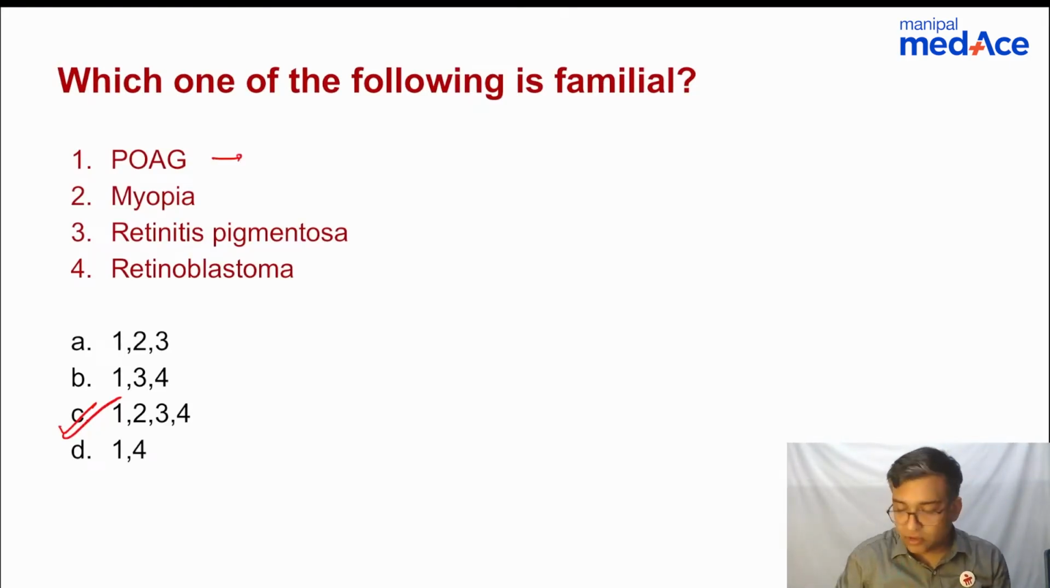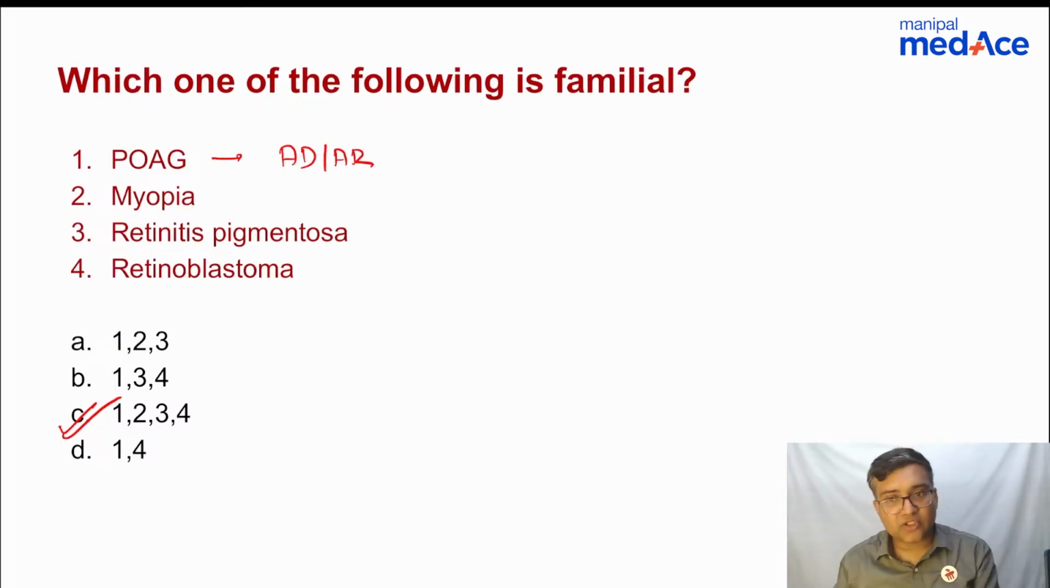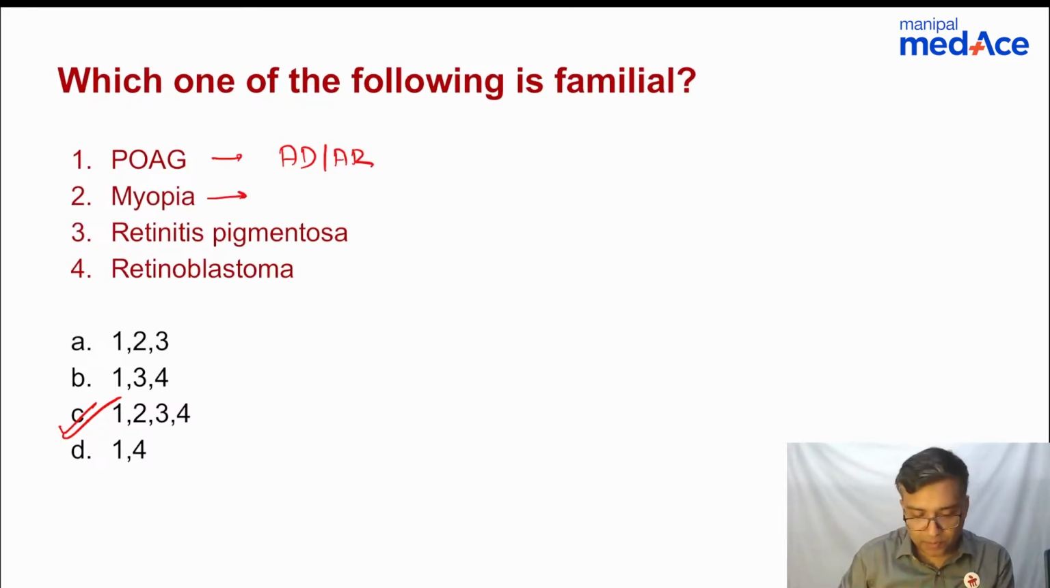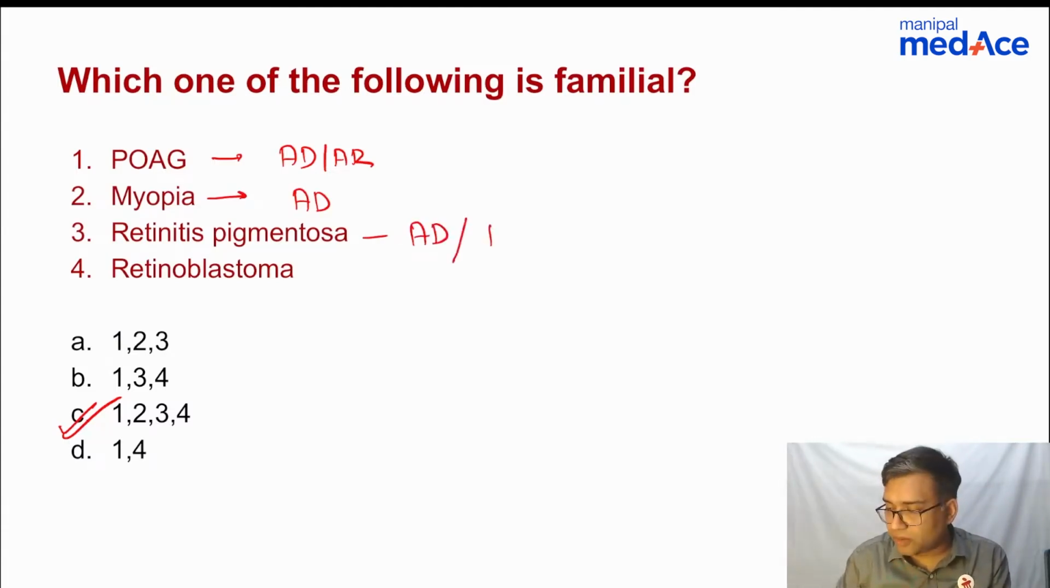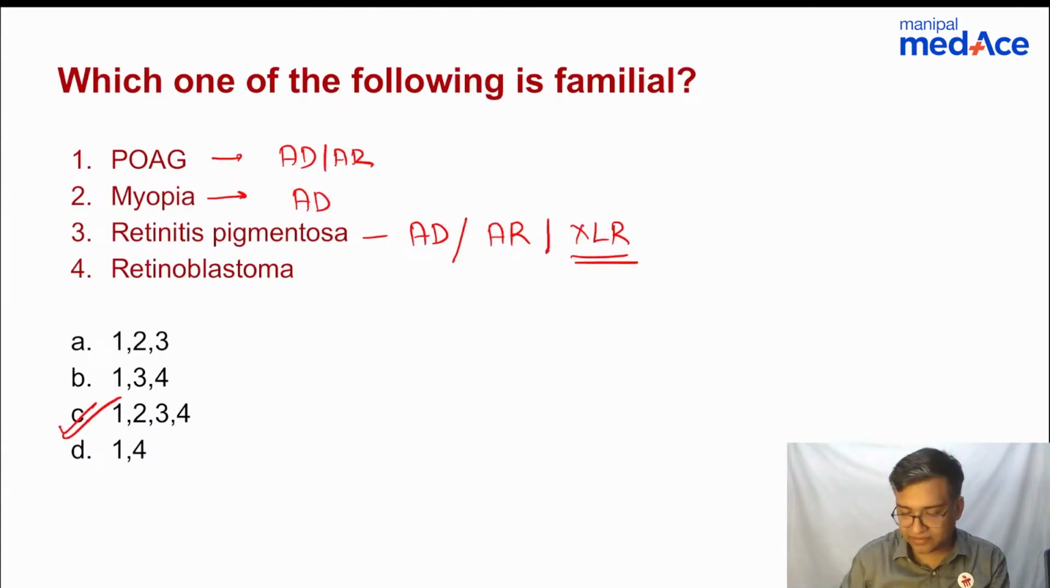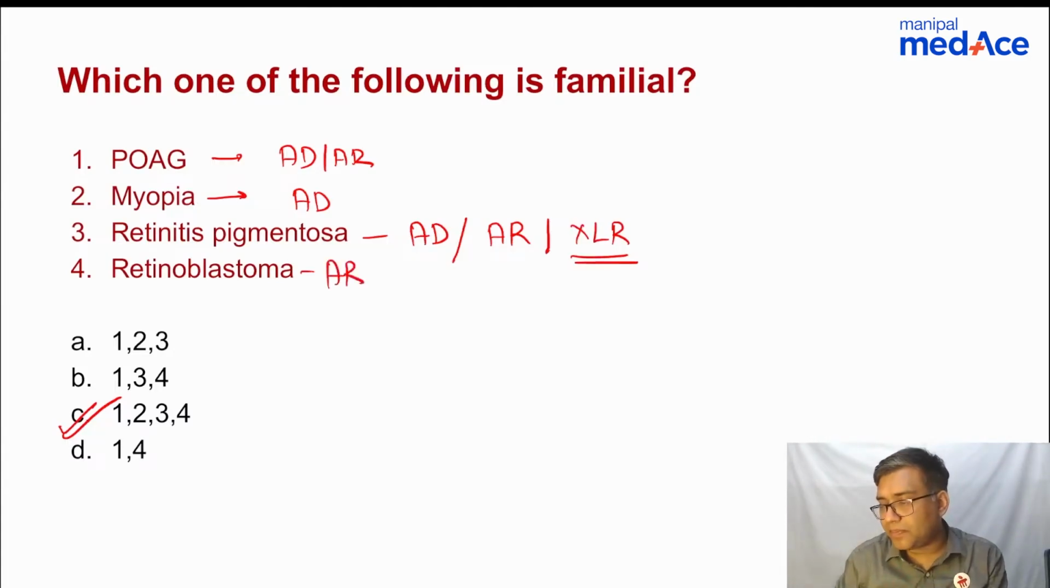Primary open angle glaucoma can be both autosomal dominant as well as autosomal recessive. Myopia is usually seen as autosomal dominant. Retinitis pigmentosa is more commonly autosomal dominant, but if it is associated with syndromes, it can be autosomal recessive. The most severe but least common is X-linked recessive. Retinoblastoma can be both autosomal dominant and autosomal recessive, more commonly autosomal dominant.